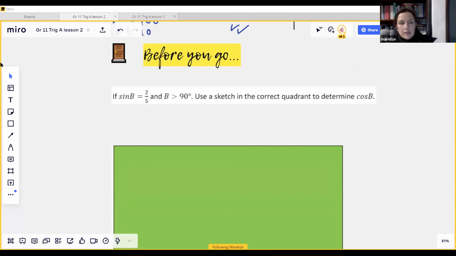If sine B is 2 over 5 and B is greater than 90, use a sketch in the correct quadrant to determine cos of B. So work through your steps, draw your diagram in the correct quadrant, and then solve. This is 4 marks, so let's make it 4 minutes. Remember, you must work on about a mark a minute.